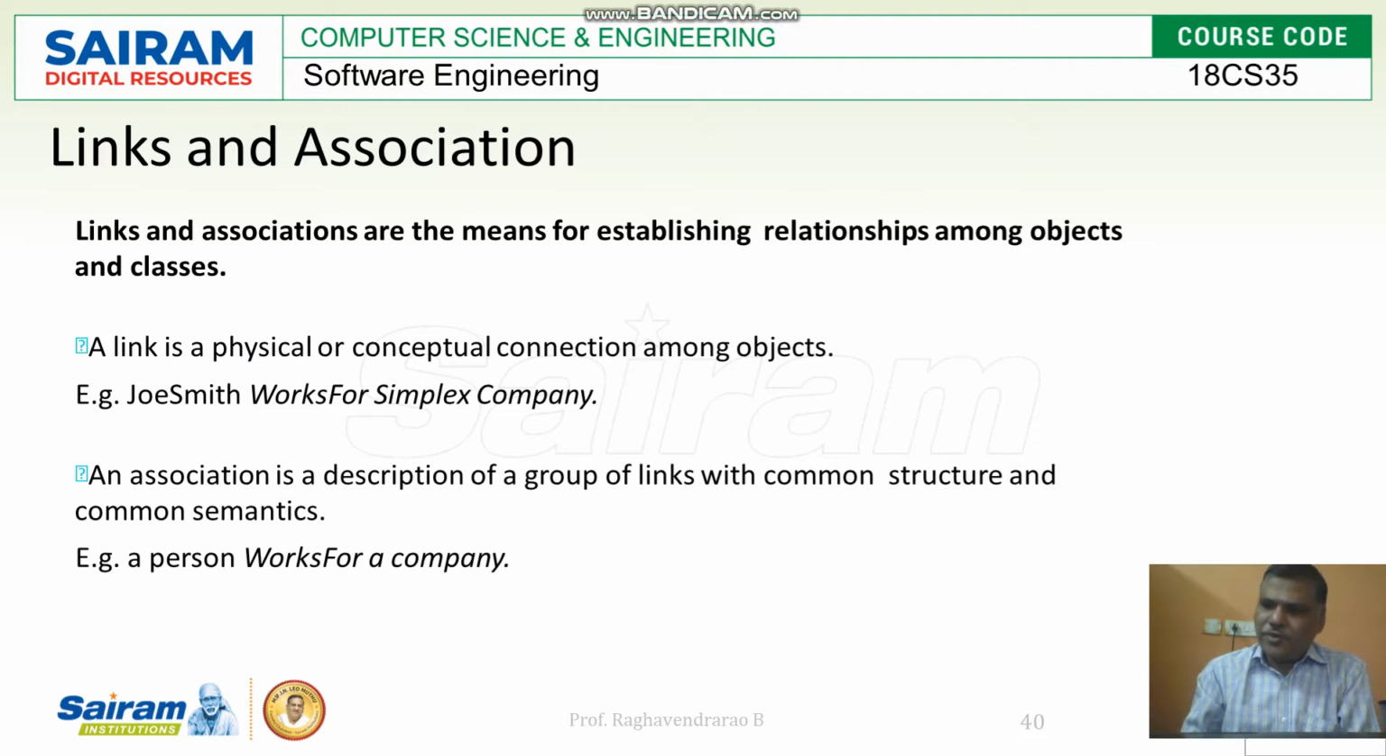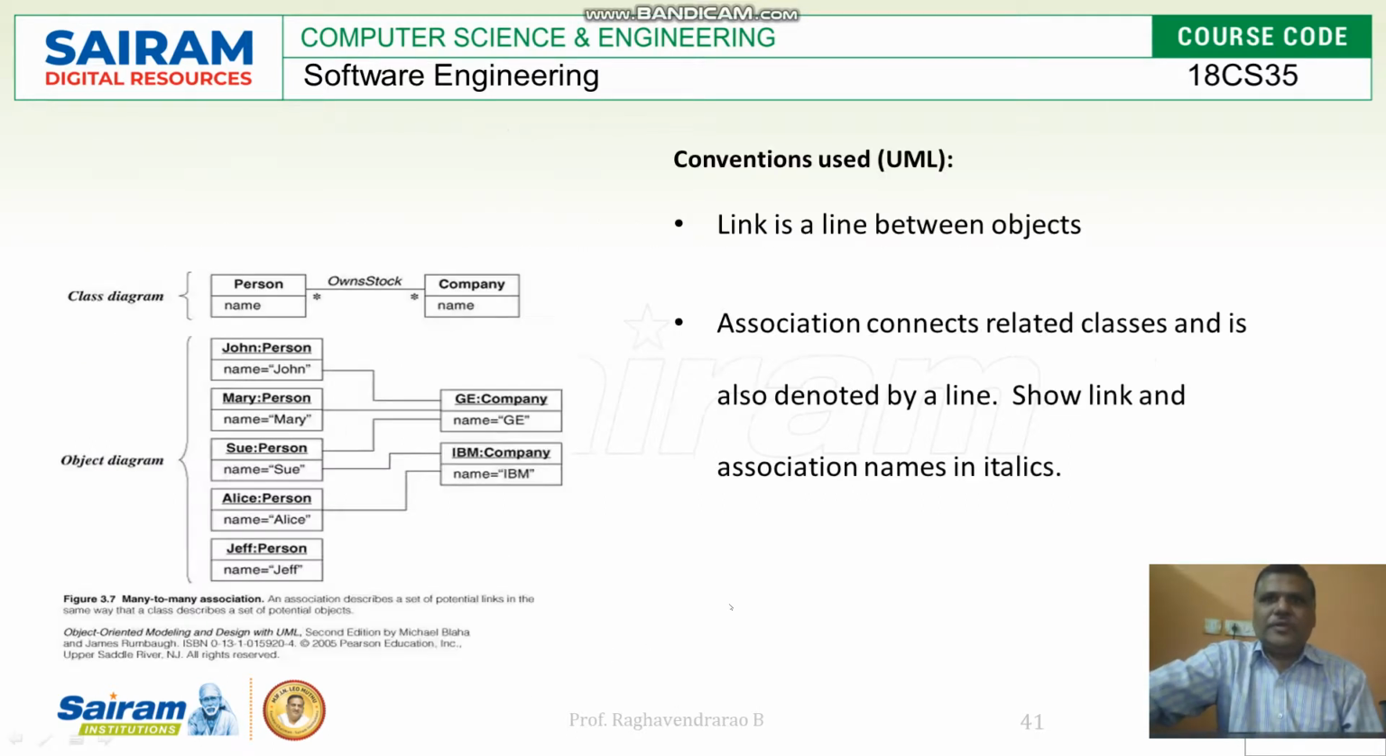A company is going to have more than one person, but a person can work for only one company. This link is there in between them, and "works for" is whenever you want to say, that's a link. Then the association specifies whether it is more than one or one, and those things are going to be specified over there. So that is the association link. Here is the example for that. A link is the line between the objects.